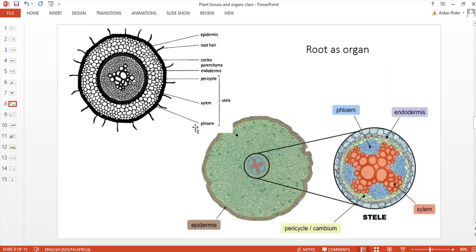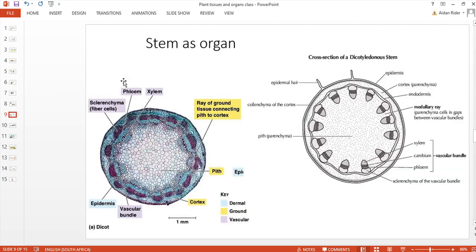Just looking back at the root as organ, here are the root hairs. So also if you see this funny structure with these projections, know that you're working with the root as well. The hairs and the X indicates the root as the organ. Okay, then the stem, again, watermelon picture.